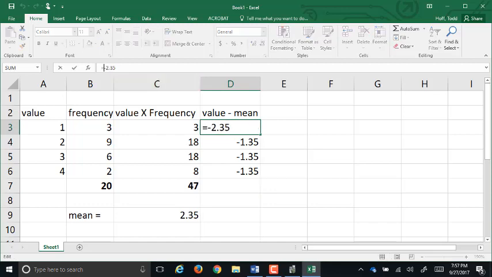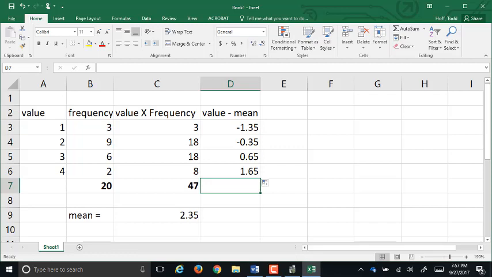Darn you. There. Then 3 minus 2.35 is going to be 0.65. And 4 minus 2.35 is 1.65. So those are differences. I'm going to pause there, let you guys catch up. So I just subtracted my mean of 2.35 from each of those original values.